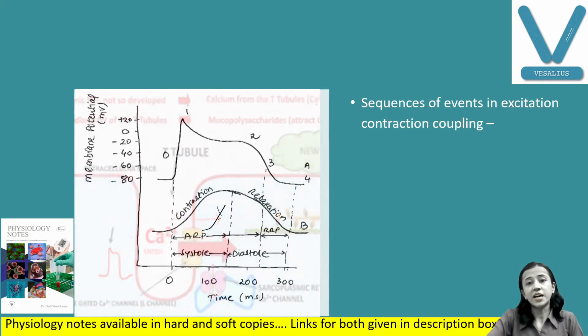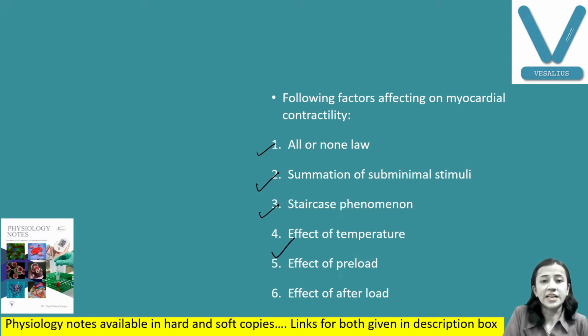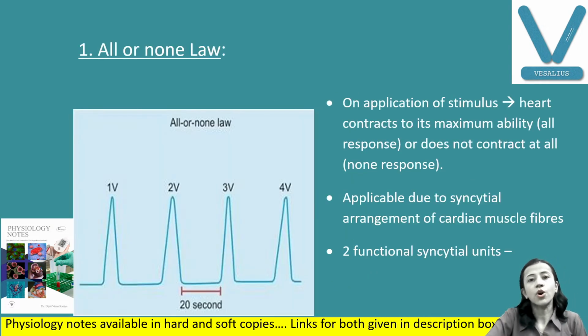Now, various factors affect the contractility of the cardiac muscle. They are: first, the all or none law; second, summation of subminimal stimuli; third, the staircase effect; fourth, the effect of temperature; then the effect of preload; and the effect of afterload. We'll discuss them one by one, starting with the all or none law.